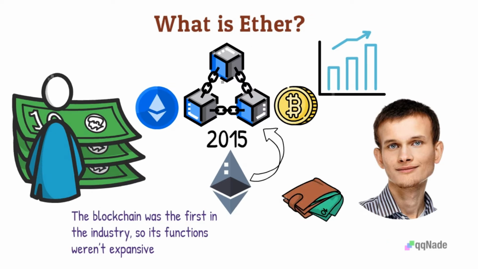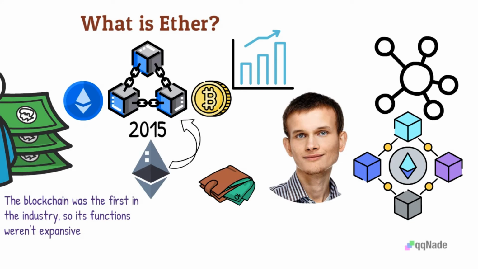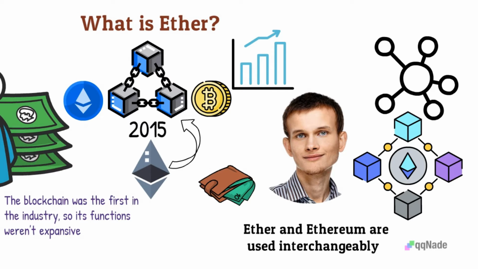things it offers. Ether is the transactional token for the Ethereum blockchain. It's also used to support the development of the network through miners and dApps. Ether and Ethereum are used interchangeably, but you'll understand the difference if you stick around.